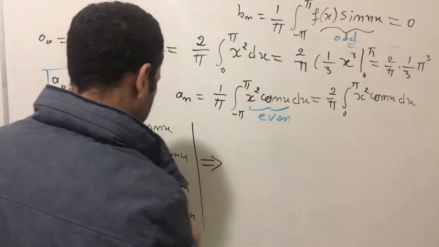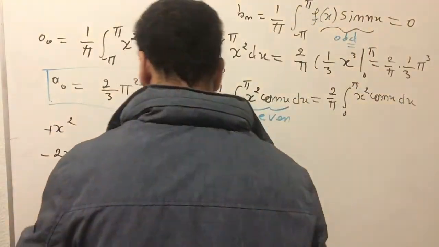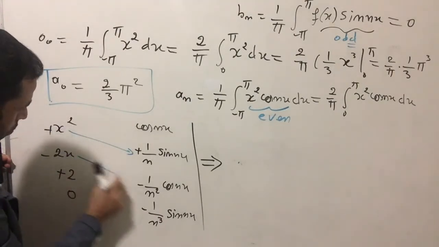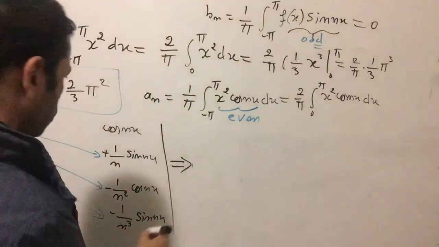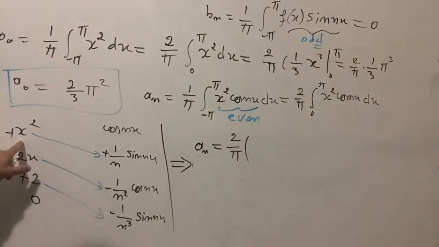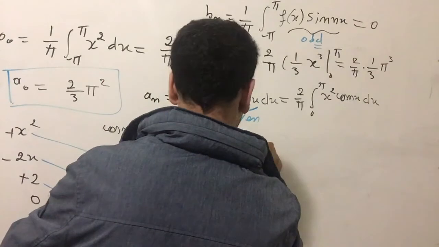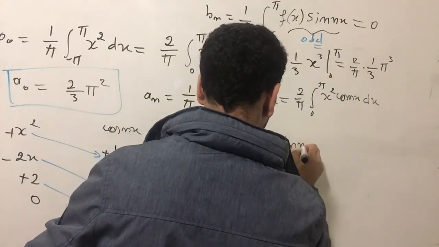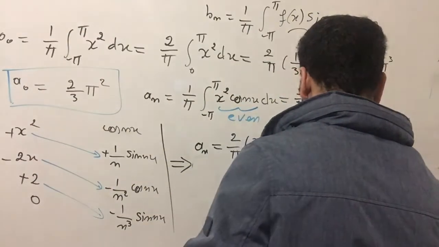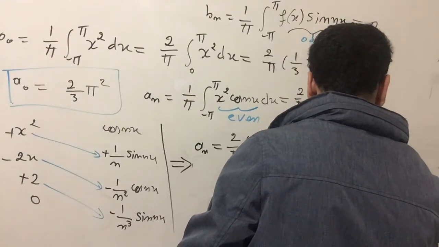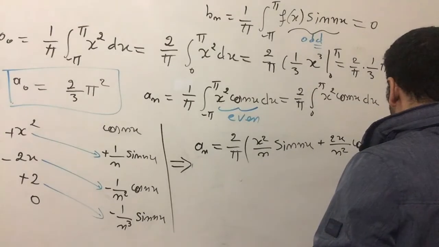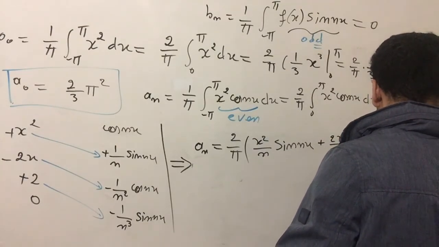So this is just a shortcut. For a sub n, I'm going to multiply this one by this one, this one by this one, and this one by this one. We have a sub n equals 2 over pi outside. The first term is x squared over n multiplied by sine nx. The second term, minus 2x multiplied by minus 1 over n squared cosine nx, gives plus 2x over n squared cosine nx. The last one, plus 2 multiplied by this one, gives minus 2 over n cubed sine nx, from 0 to pi.